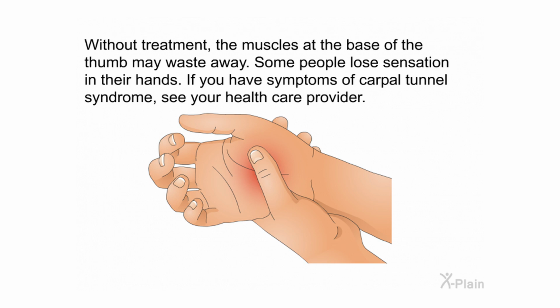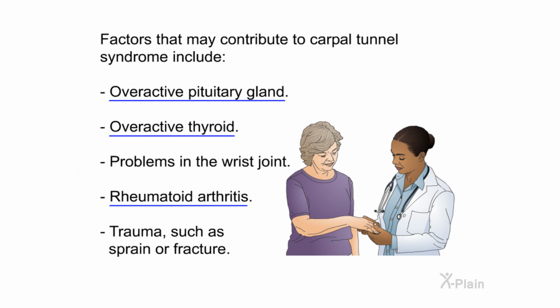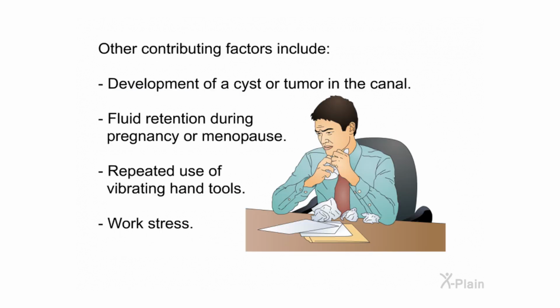Without treatment, the muscles at the base of the thumb may waste away. Some people lose sensation in their hands. If you have symptoms of carpal tunnel syndrome, see your healthcare provider. Factors that may contribute to carpal tunnel syndrome include overactive pituitary gland, overactive thyroid, problems in the wrist joint, rheumatoid arthritis, trauma such as sprain or fracture. Other contributing factors include development of a cyst or tumor in the canal, fluid retention during pregnancy or menopause, repeated use of vibrating hand tools, work stress.